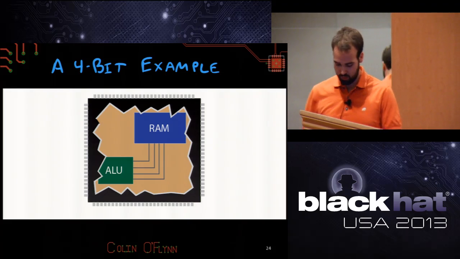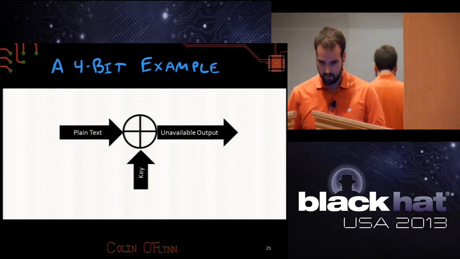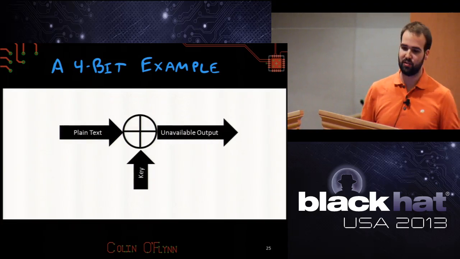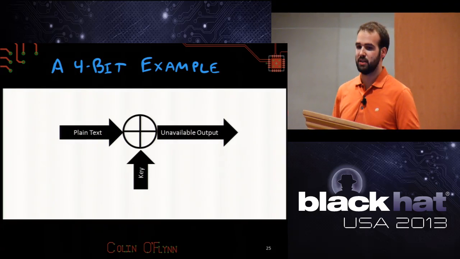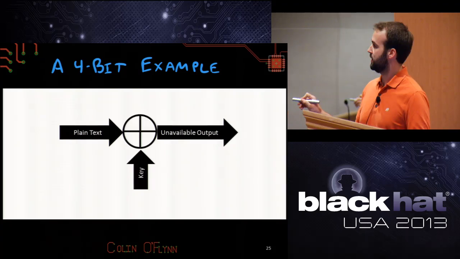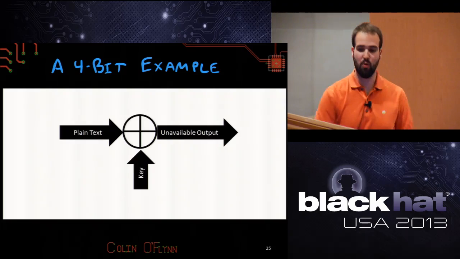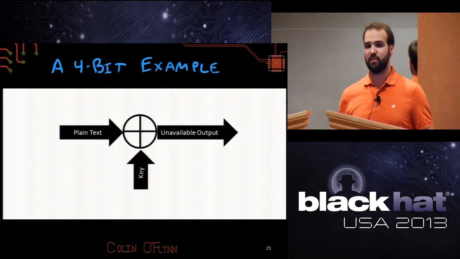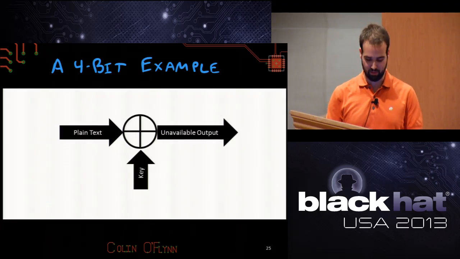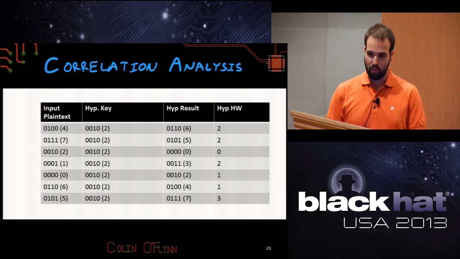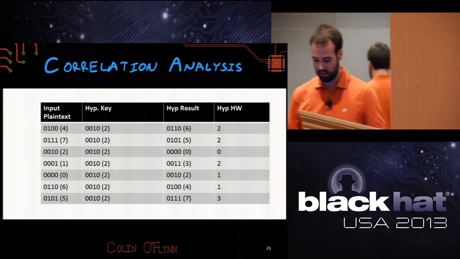So again, let's take our 4-bit chip. And let's say I'm just trying to figure out something simpler. I'm trying to figure out the plaintext I put in here. There's a key that I don't know, and the output of this XOR operation is unavailable to me. So this is effectively what you have in real life. We use what's called a correlation analysis to do this.